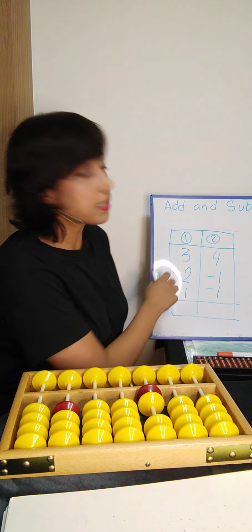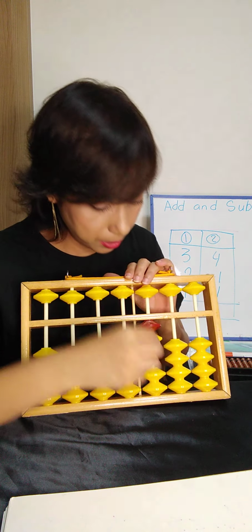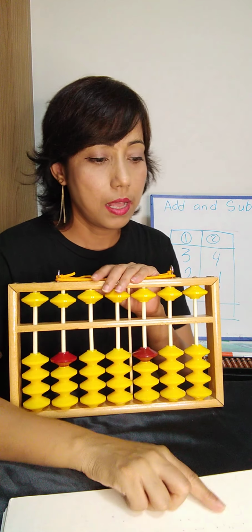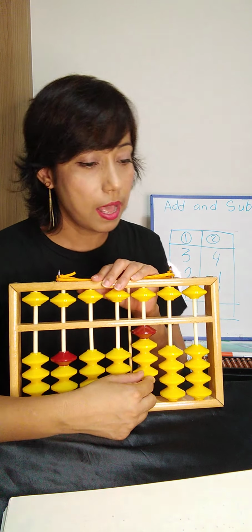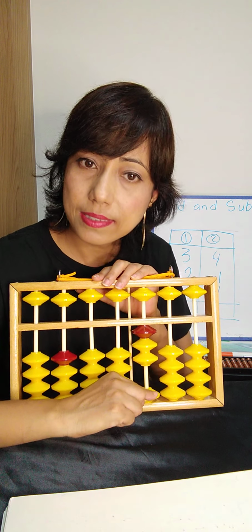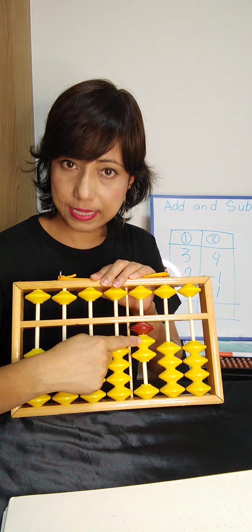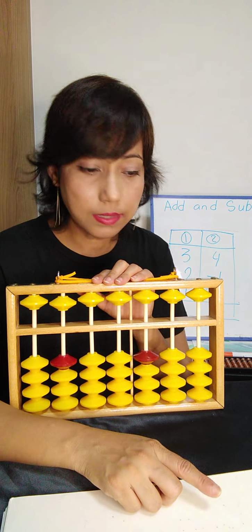Okay. This is another question, not the same question. Let's do number 2. First is 4, means 4. And next minus 1. Reduce 1. Answer is 3. Okay. Next, 3 number questions.